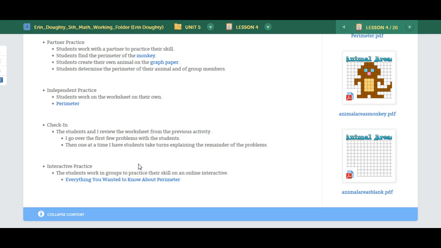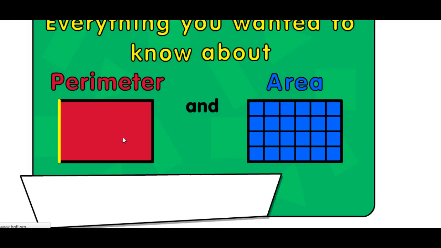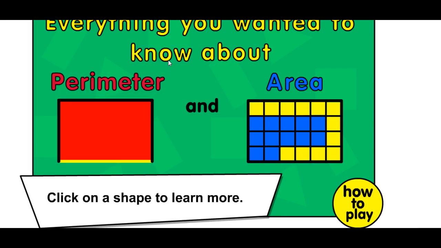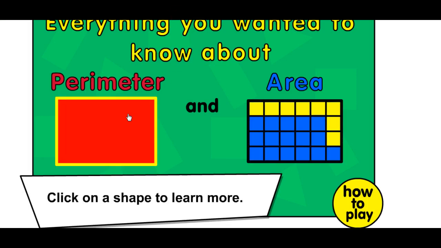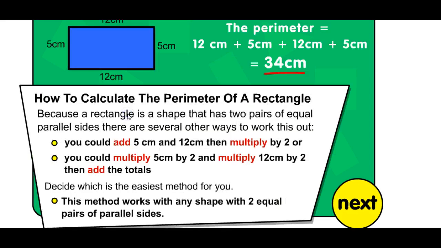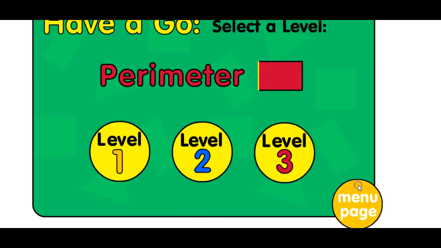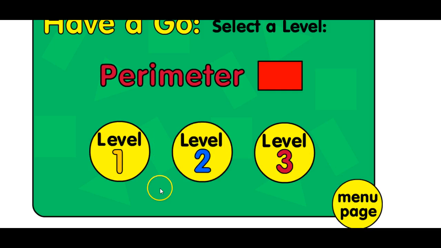In the last section of this, the students will be able to go to an interactive, which is everything you wanted to know about perimeter area. And the students can go to perimeter. It gives them a brief overview of what perimeter is. And then there's a game that they can play associated with it. And again, different levels, so students can start out easy and work their way up.